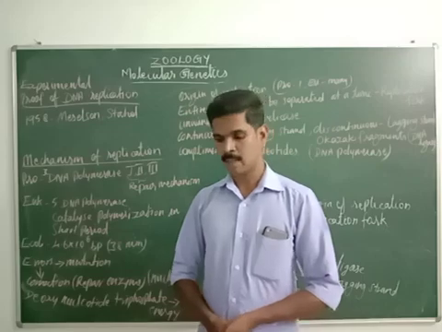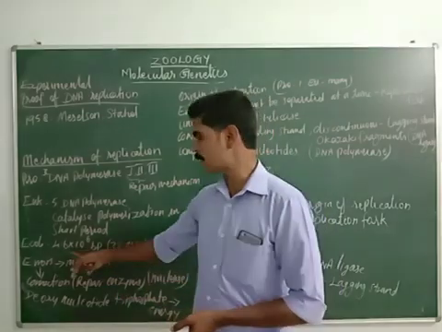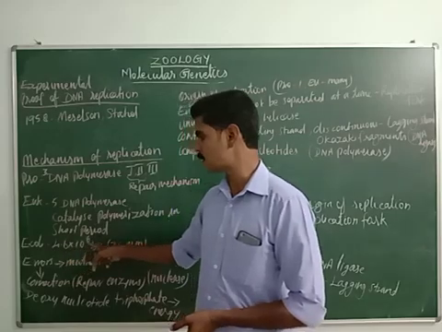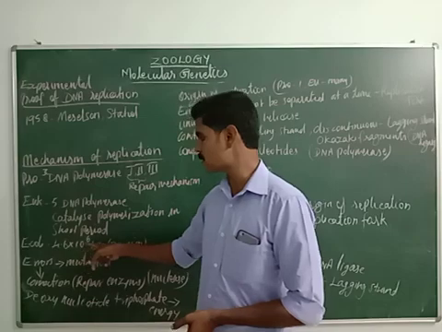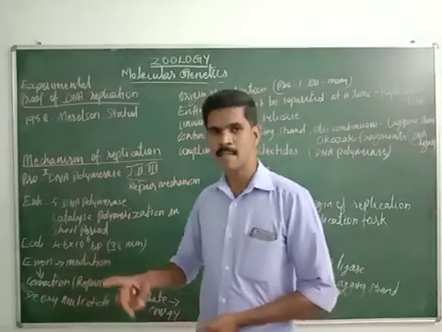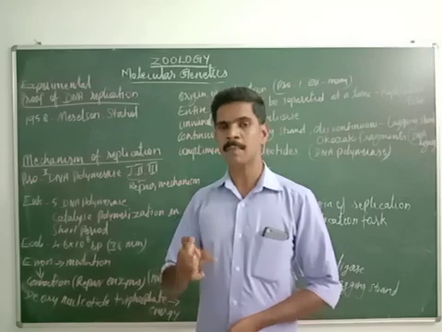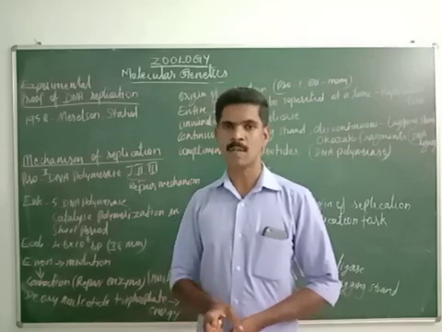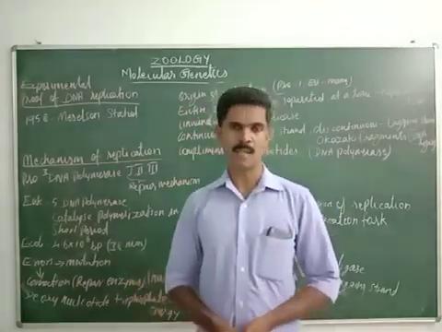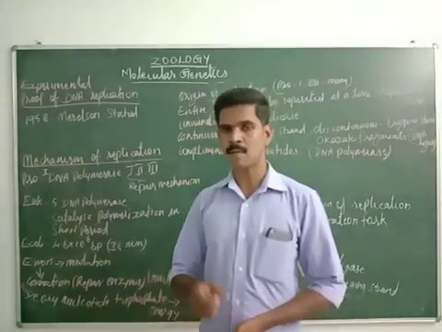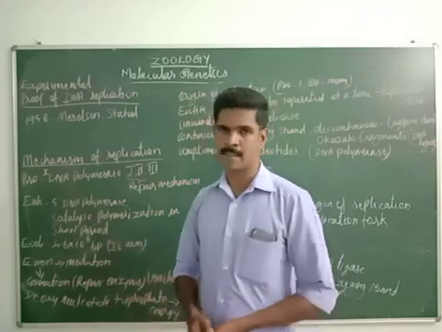Understand? In the last class I told you, in Escherichia coli bacteria, the number of base pairs is 4.6 into 10 raised to 6 base pairs. To complete the replication process in Escherichia coli bacteria, only 38 minutes is enough. So within 38 minutes, all the replication process is over in Escherichia coli bacteria.